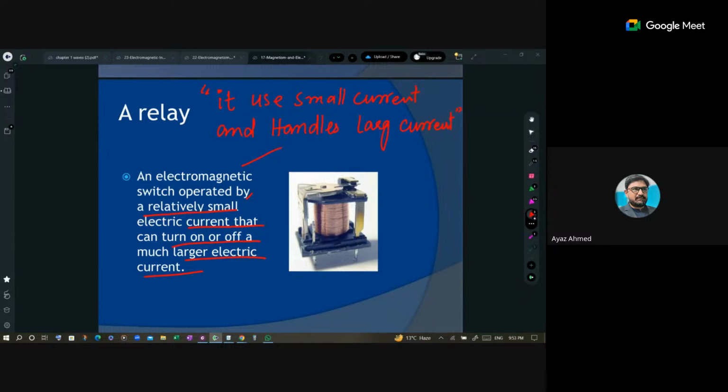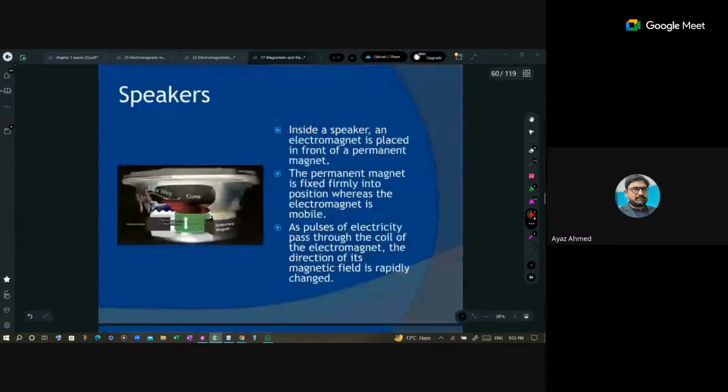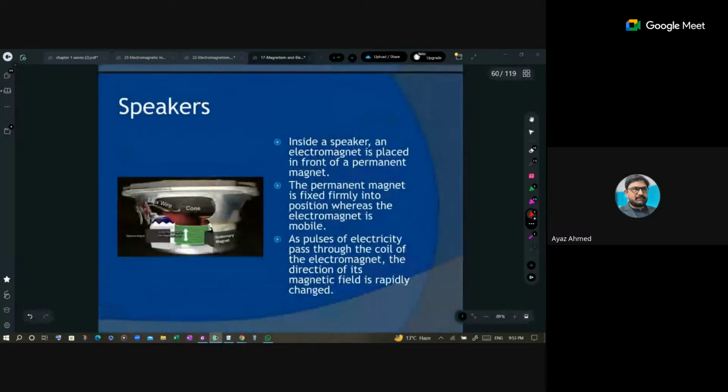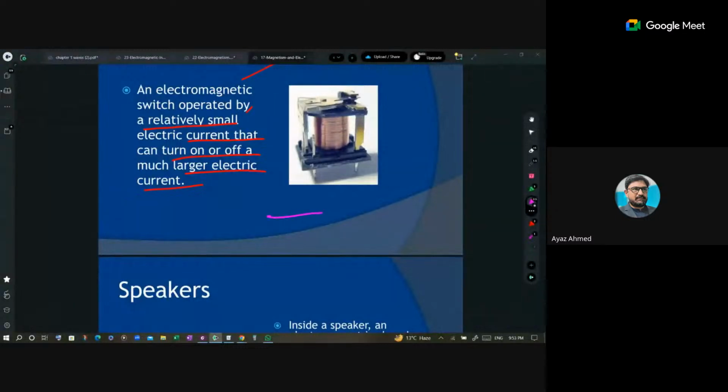Further details will not be provided yet, but you have to consider that it uses very small current and operates very large current, just like your AC relays. You operate the relay with a remote control. It uses a very small current, about 0.5 milliampere, but it operates the motor of your AC. It's a huge current, almost 13.6 ampere. So by using a relay, we perform that procedure.